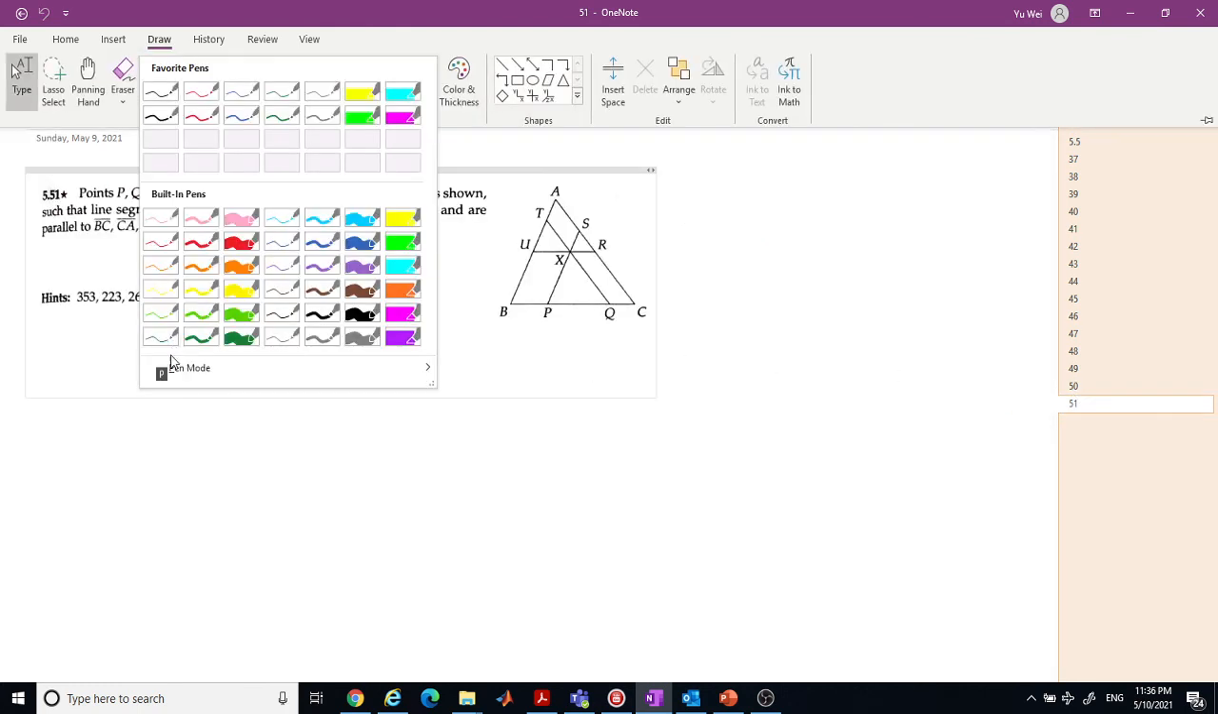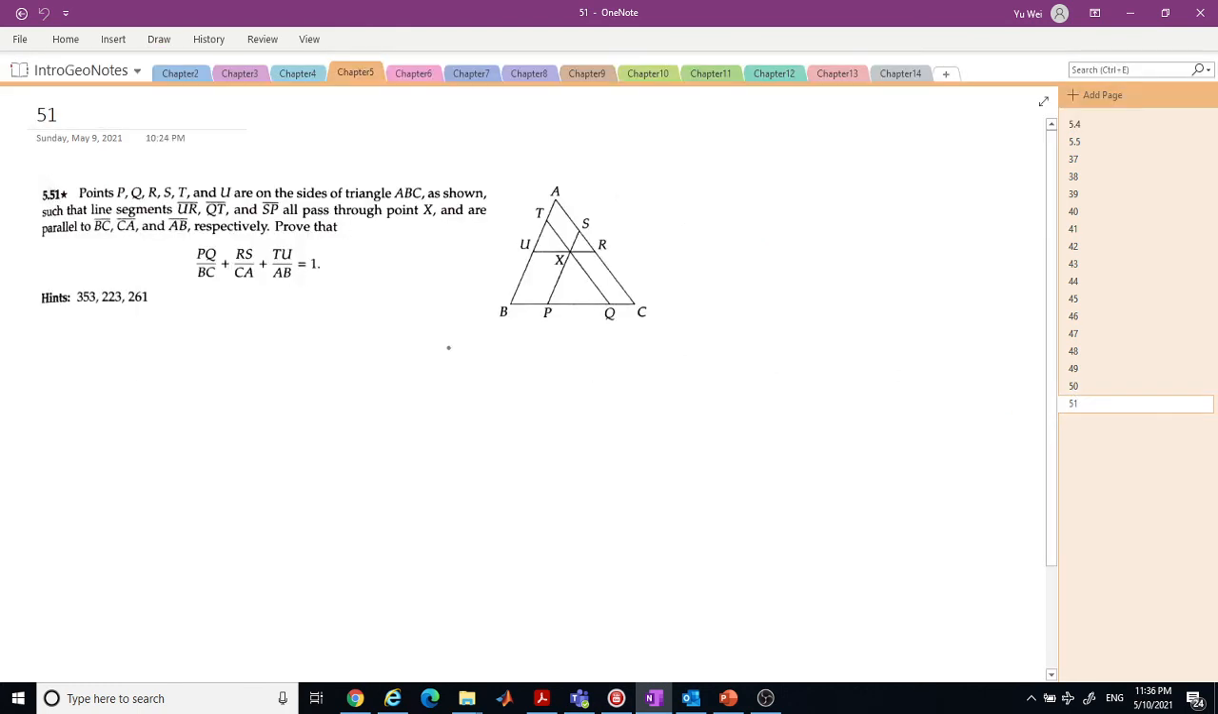Final. Let's see. So with PQRS, we have a triangle, and this is any point. Then we draw this one parallel to this. TQ is parallel to AC, and SP is parallel to this.